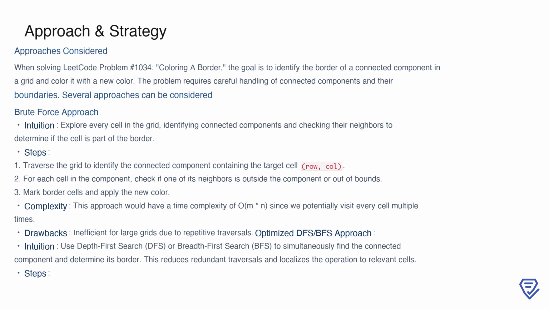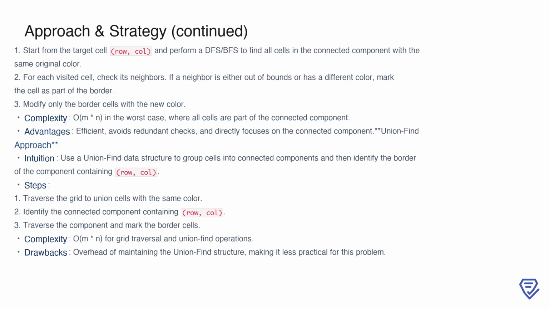To address this, we consider an optimized approach using either depth-first search, DFS, or breadth-first search, BFS. Here, the idea is to simultaneously find the connected component and determine its border during a single traversal. This eliminates redundant checks and focuses only on relevant cells, making it far more efficient. In the optimized DFS or BFS approach, we start at the target cell and traverse the grid to find all cells in the connected component sharing the same original color. As we visit each cell, we check its neighbors.